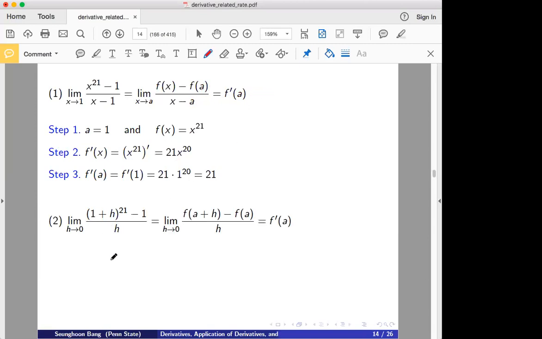So similar. In this case, compare with f of a plus h minus f of a over h. You can compare. So same, you can decide a. What is a? The 1. You can compare with the inside, 1. This is 1. Yes. What's f of x?